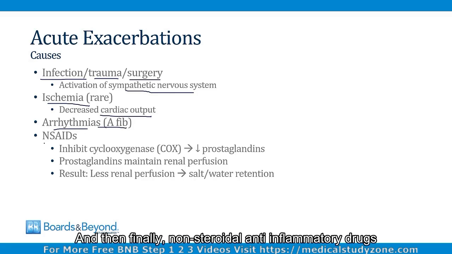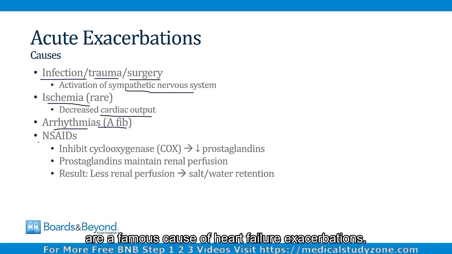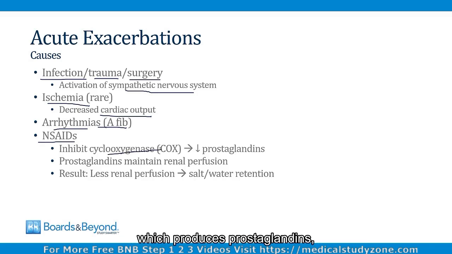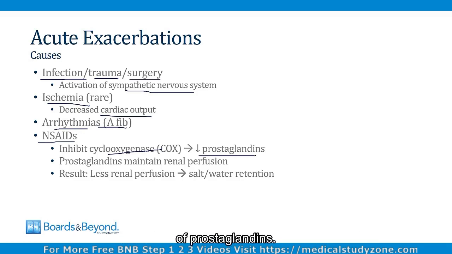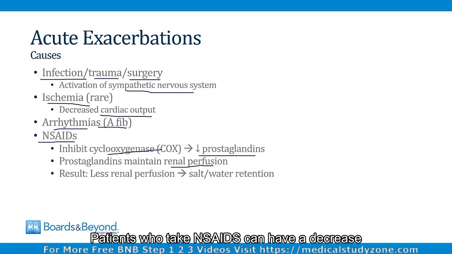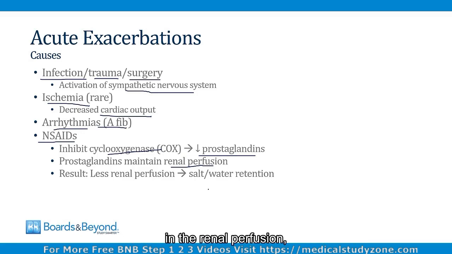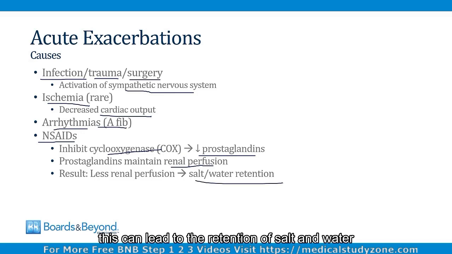And then finally, nonsteroidal anti-inflammatory drugs are a famous cause of heart failure exacerbations. These drugs inhibit the enzyme cyclooxygenase, which produces prostaglandins, so patients taking these drugs have underproduction of prostaglandins. And prostaglandins are very important for maintaining renal perfusion. Patients who take NSAIDs can have a decrease in the renal perfusion. This can lead to the retention of salt and water, and that can trigger a heart failure exacerbation.